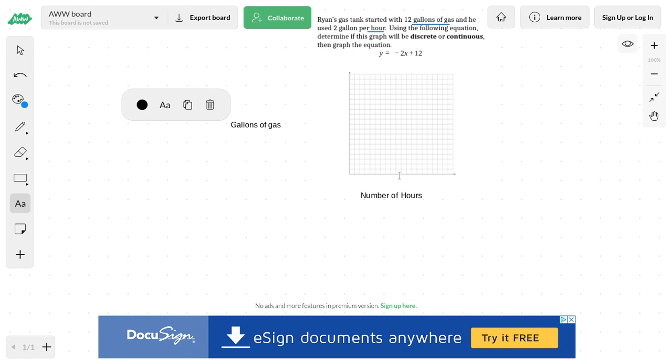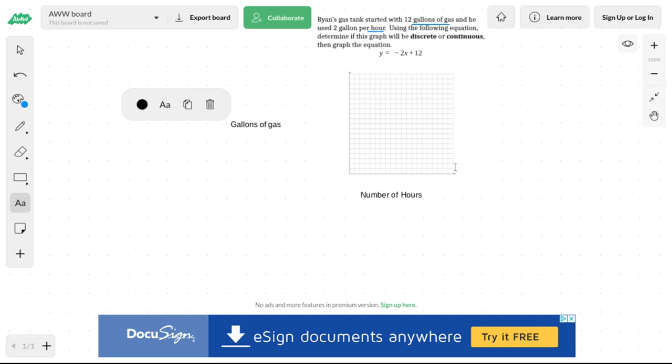And I want to label these in a way that makes sense. So number of hours I could count by 1. So 1 hour, 2 hours, 3 hours, 4 hours. For gallons of gas, it says I need to get to 12. And then I want to look at my slope and see, am I going up or down from there? Well, my slope is negative, so that means I need to go down from there. So as long as this y-axis goes to 12, I could count by 1s as well for this one.